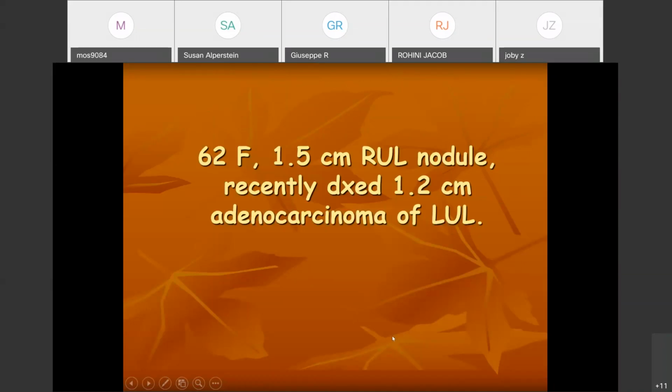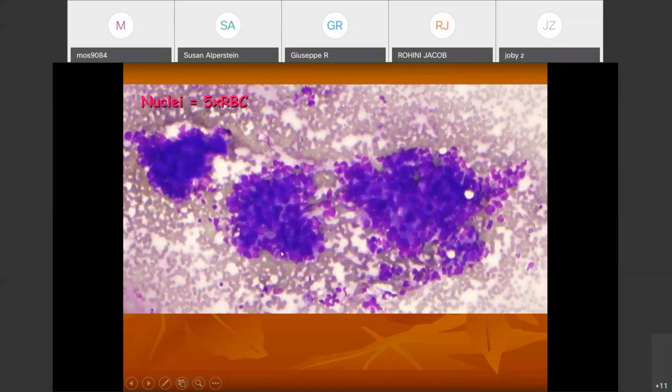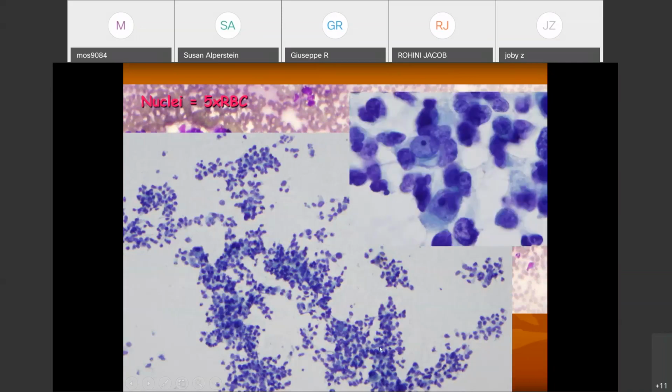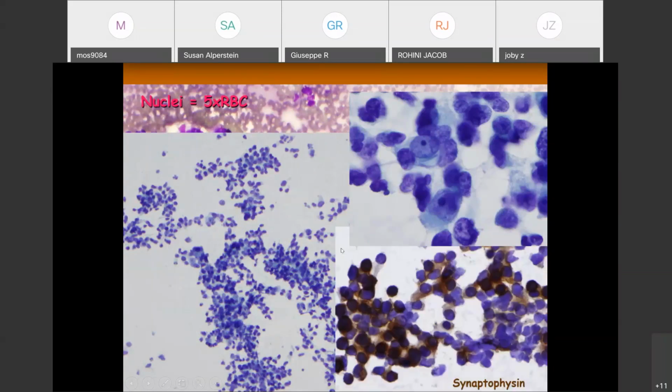Here's a small lung nodule. And the patient was recently diagnosed with another lung cancer. And then I see big nuclei. Synaptophysin positive. So it's not a large cell neuroendocrine carcinoma, because the patient had a choice of which one should be excised first. So they decided to take this one out first because this is more aggressive.